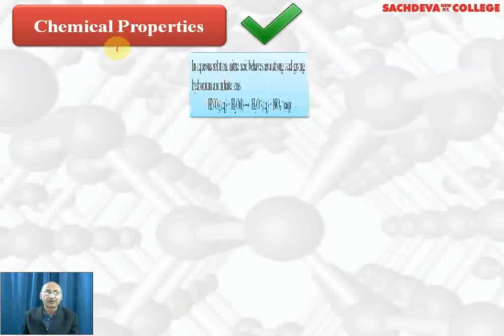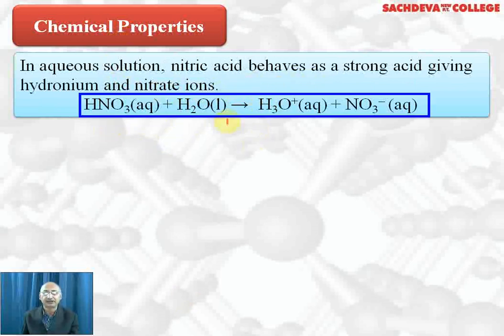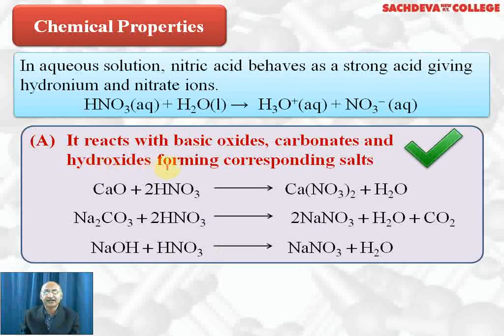Let's take up chemical properties. In aqueous solution, nitric acid behaves like a strong acid forming hydronium ion and nitrate ion. HNO3 when dissolved in water, we get hydronium ion and nitrate ion. Nitric acid reacts with basic oxides, carbonates and hydroxides forming corresponding salts.